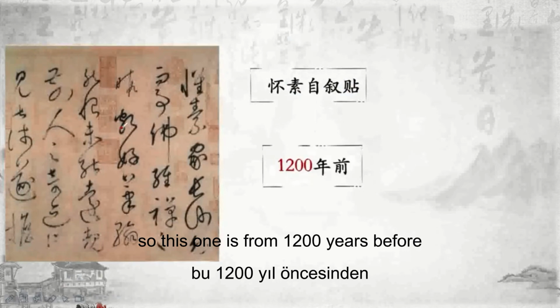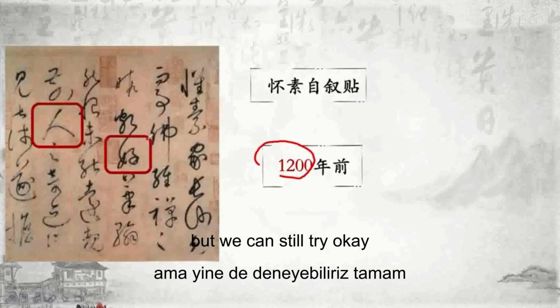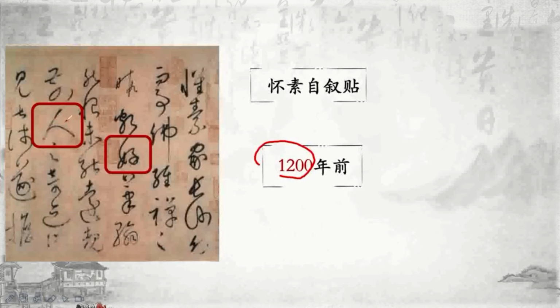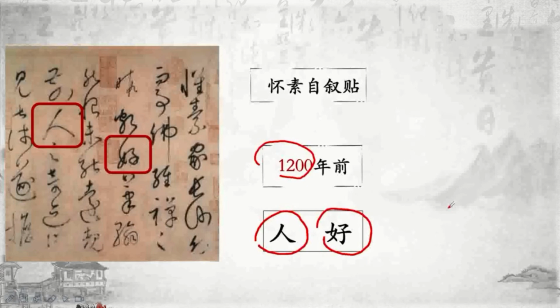So this one is from 1,200 years ago. You see, the characters look like that. Maybe you can't recognize them, but we can still try. Okay, so 这是什么? What's this? 人. And another one, 好, and 人. You can still recognize them. So try again.